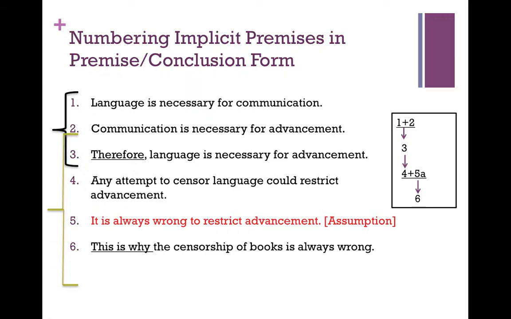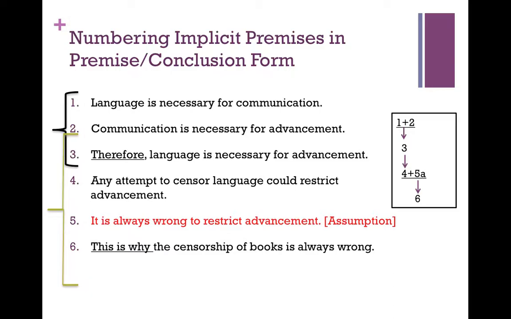So language is necessary for advancement. Therefore, I should say any attempt to censor language could restrict advancement. And then 5, notice here we put my A right here to indicate that this is an assumption. And this leads down to my main conclusion. So in a way, actually, we have several sub-arguments. I said 2. But we could actually view this as having 3 sub-arguments within it. If you think of, and you probably should think of 3 leading to 4 as a sub-argument.